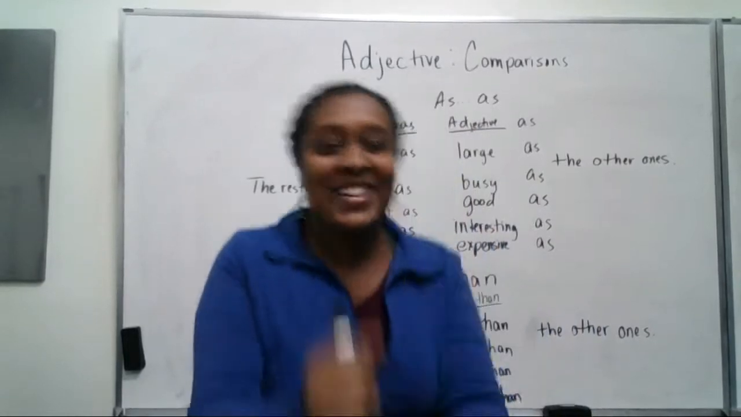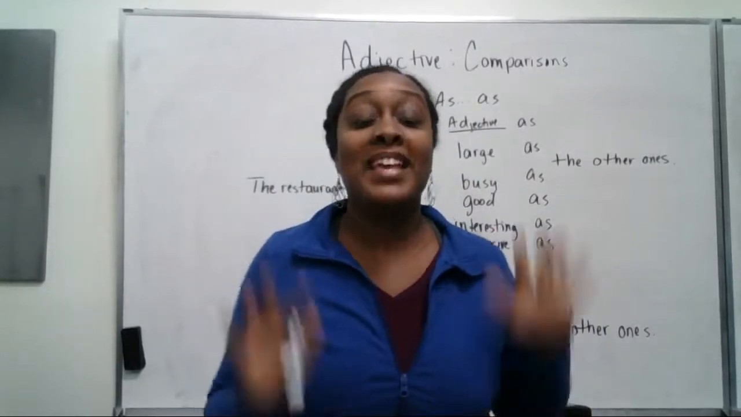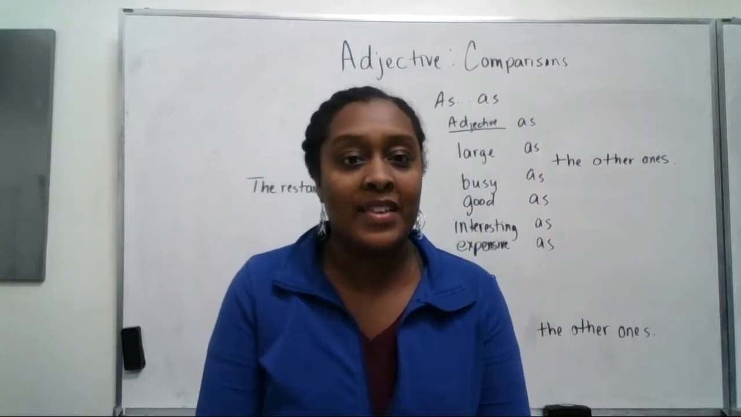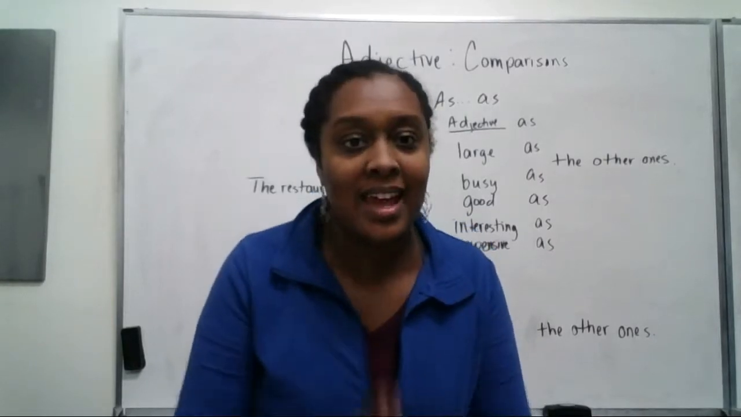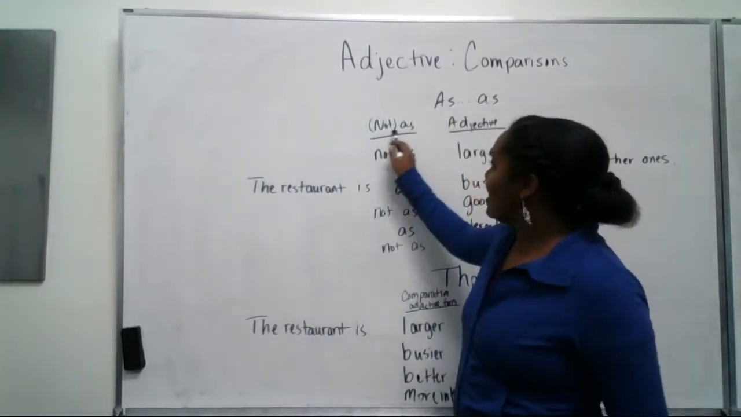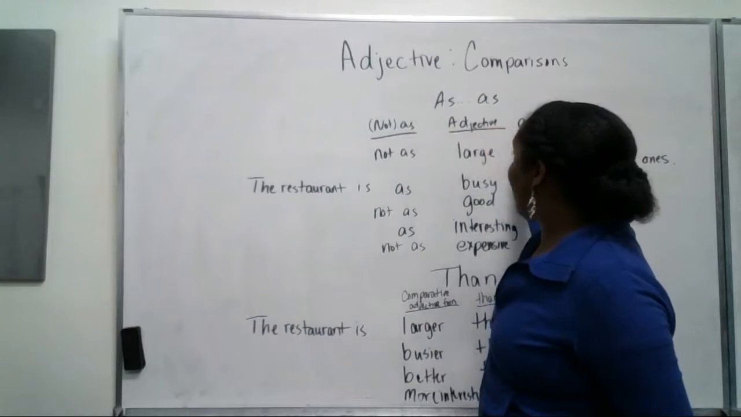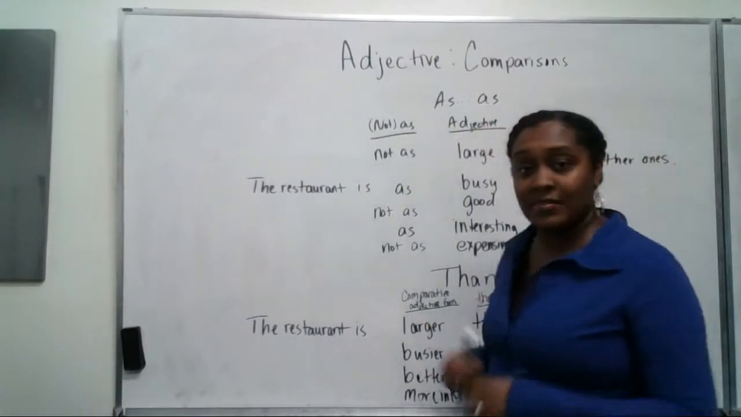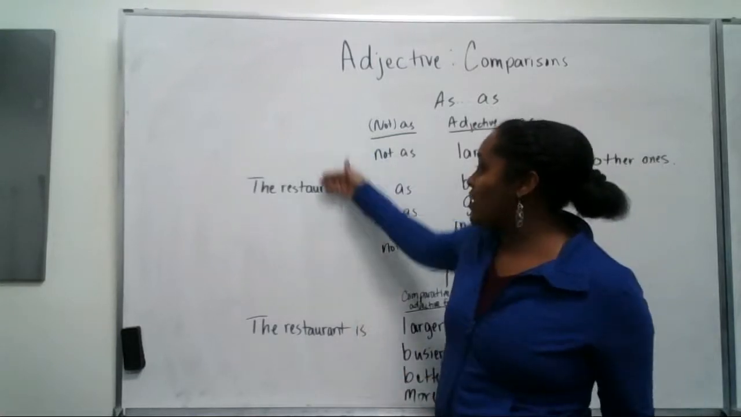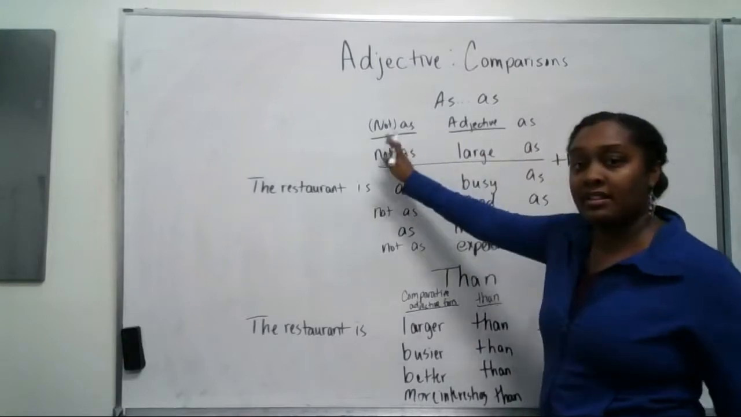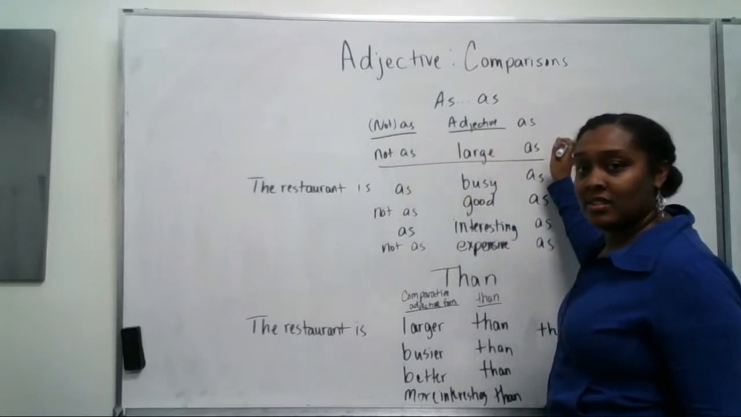It's time to learn. Okay, today we're going to be talking about using comparative adjectives. And there's two ways that we're going to study today. The first way is having the formula using as, adjective, as. If you make it negative, it will be not as, adjective, as. So here you will see the restaurant is not as large. So here's your formula, not as large as.